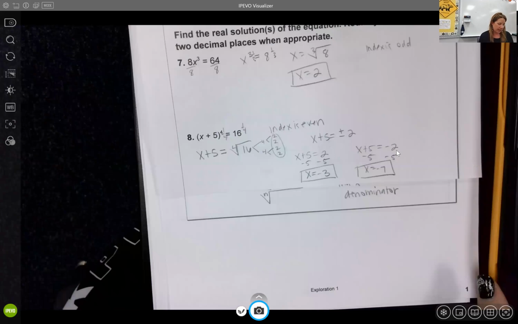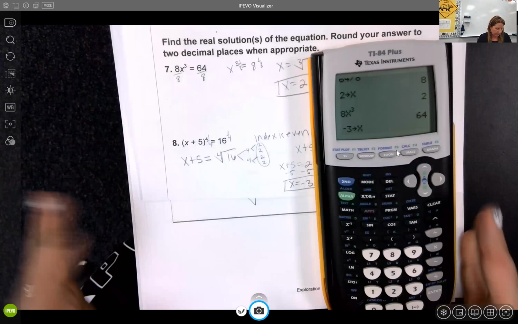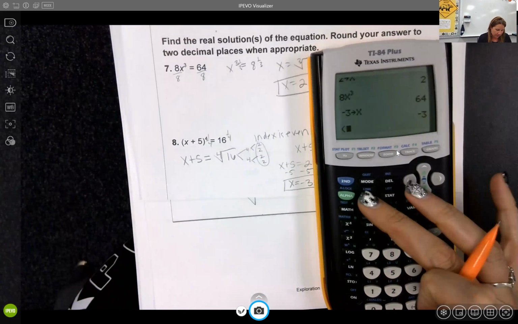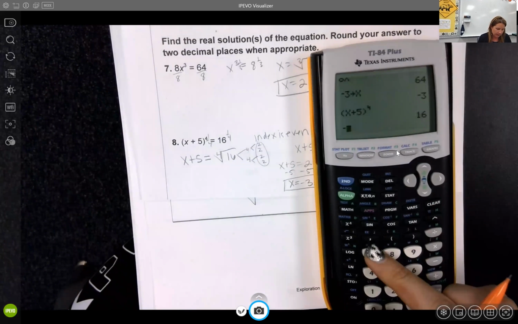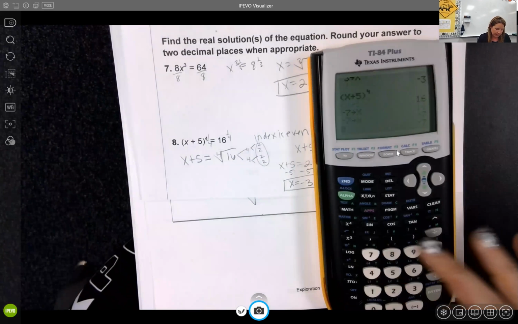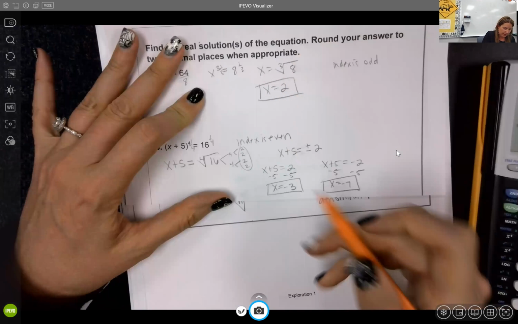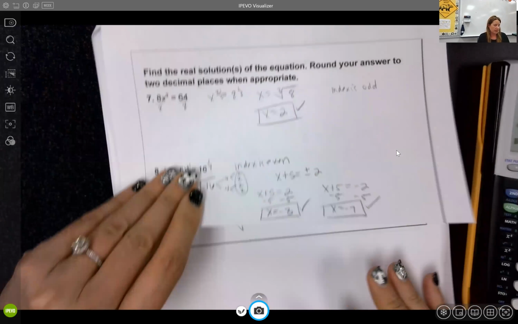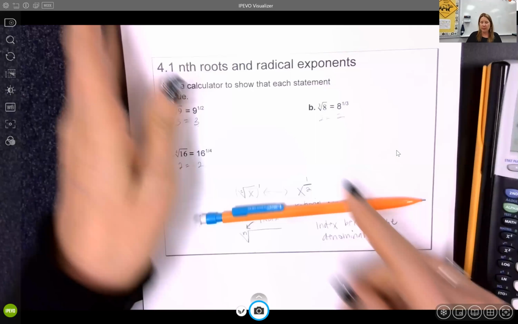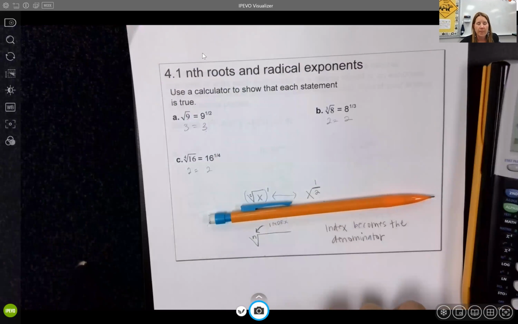Now, of course, we're going to check our answer. So negative 3 store x, and then we type x plus 5 to the 4th power, and we get 16, so that worked. And then negative 7 store x, this is going to be x plus 5 to the 4th power, and we get 16. So both of our answers checked. And if you put a little check mark by your answer like that, I'll know that you checked it, and that really helps you when you're doing these problems, to make sure that you're getting them right. Okay? All right, let me know if you have any questions, and we will see you in class.